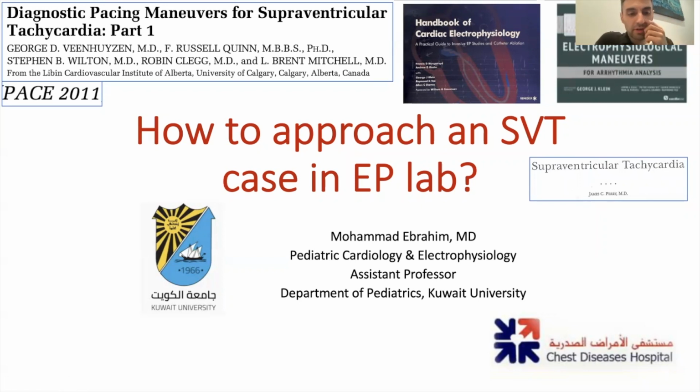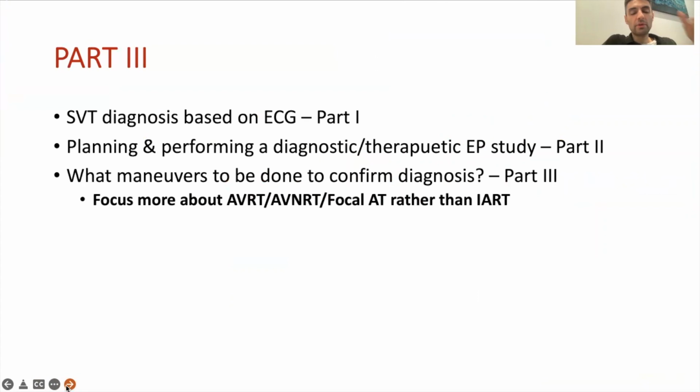Today, we will continue our series about how to approach an SVT case in the EP lab. These are our main sources. And we already talked about SVT diagnosis specifically based on specific ECG findings. This was in part 1. And we talked about planning and performing a diagnostic and therapeutic EP study in part 2.